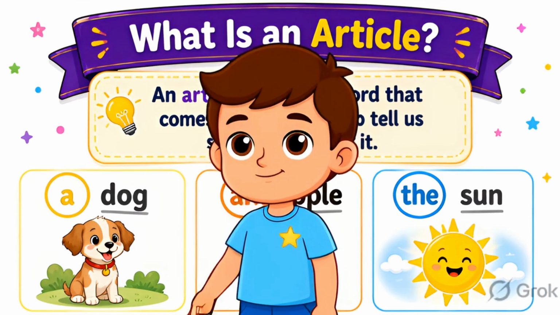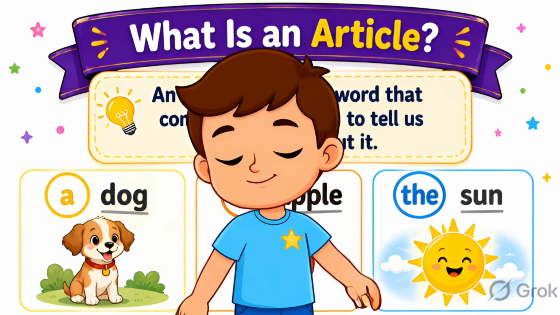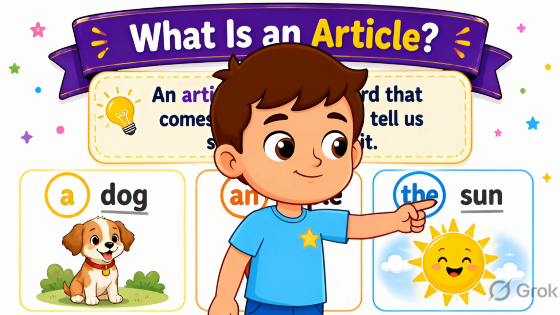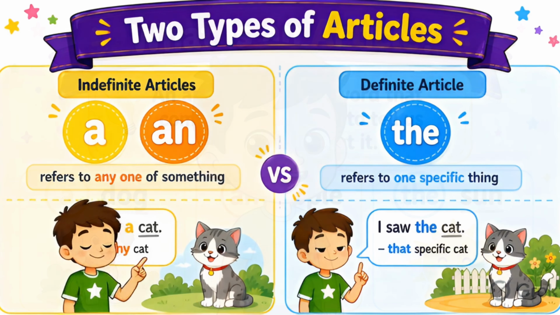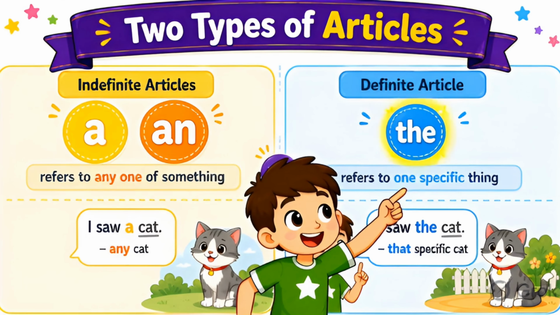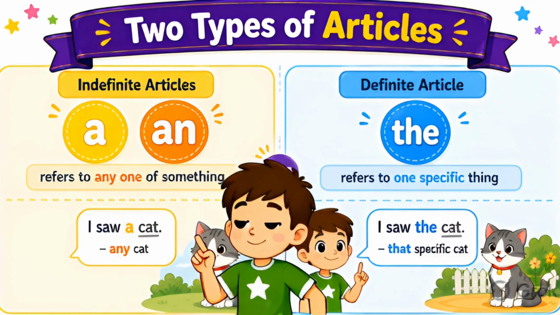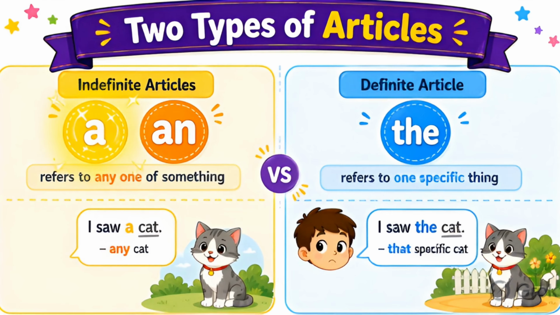An article is a word that sits before a noun. In English, we have just three articles: a, an, and the. Each one tells the listener something different about the noun. Articles come in two types. A and an are indefinite articles. They refer to any one thing. The is the definite article. It refers to one specific thing both speaker and listener know about.